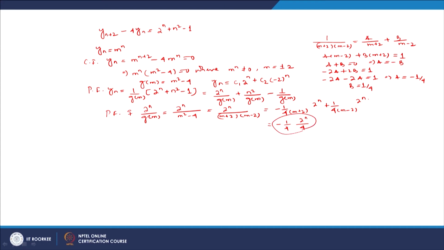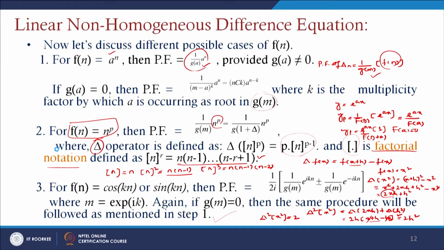And for the second part, this g of m part takes the value 0 whenever we put m equals 2. So for this we will use the other formula: 1 by (m minus a) whole to the power k, a to the power n, which can be written as n c k a to the power n minus 1. Here k is 1, that is the first root, since we are writing only m minus 2. So k is 1, and we can write that as n c 1 a to the power n minus 1, which is the particular function for that part.